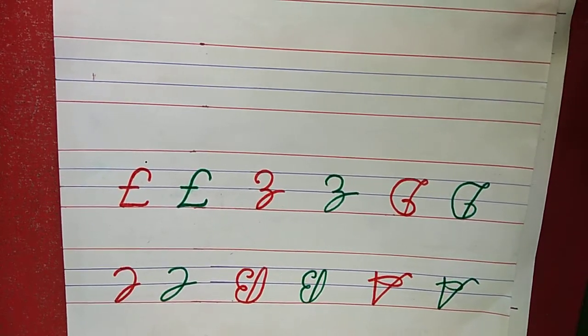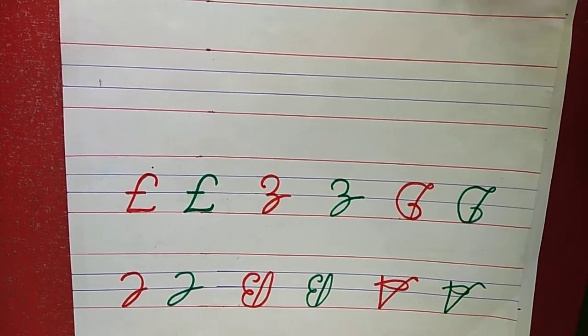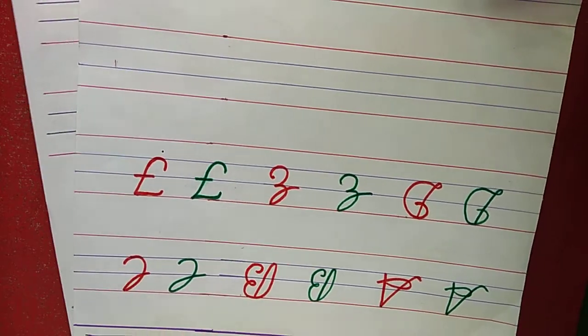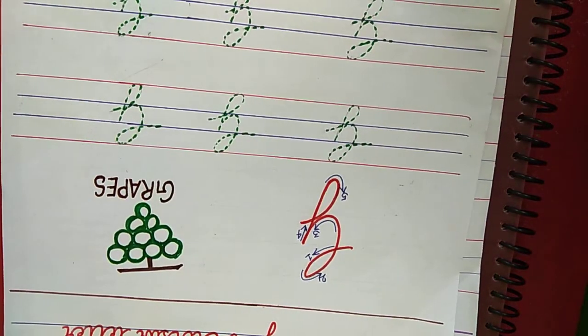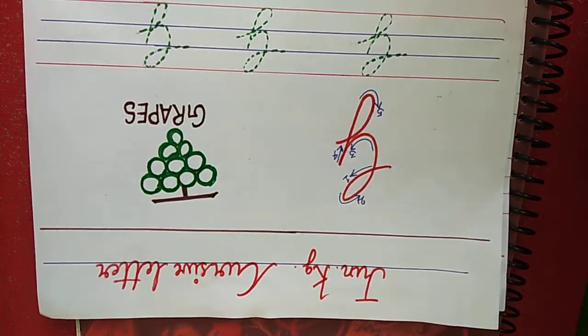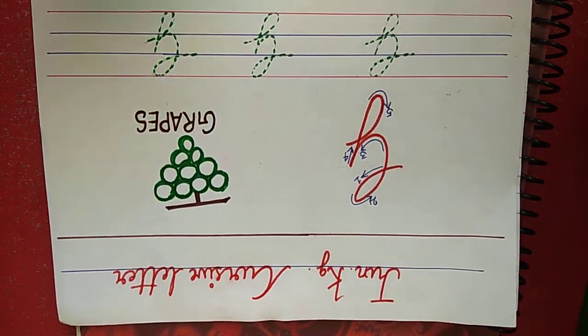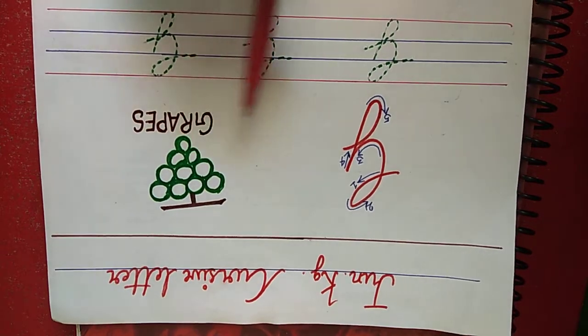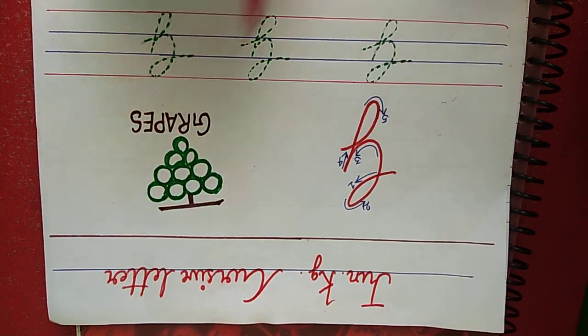Now this is the revision of the letters we have learned in the previous video. And after this we will also learn how to write G. Okay, what is this? G. G for grapes. What is this? G for grapes.